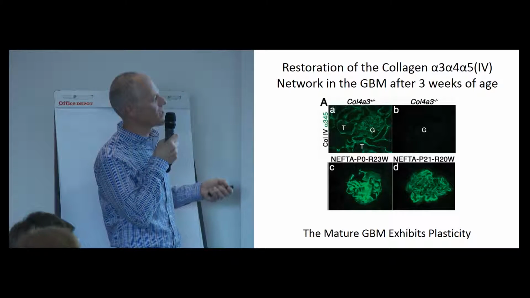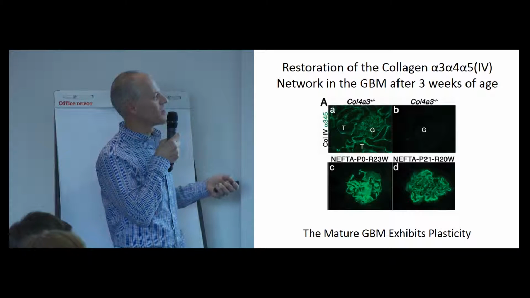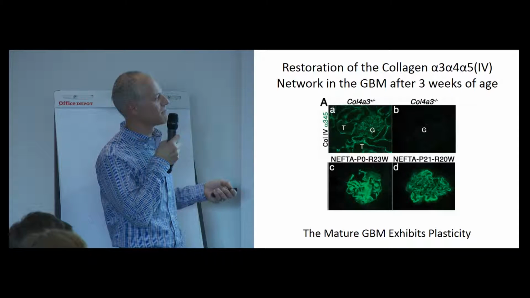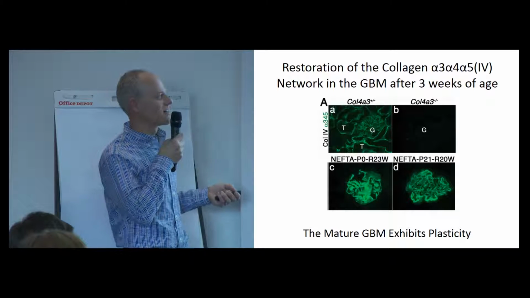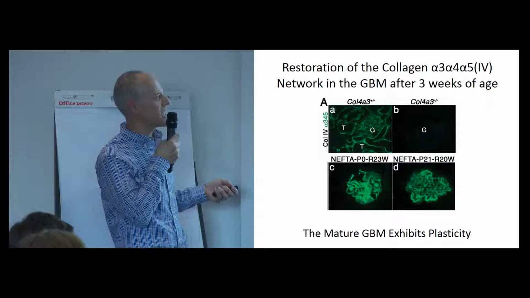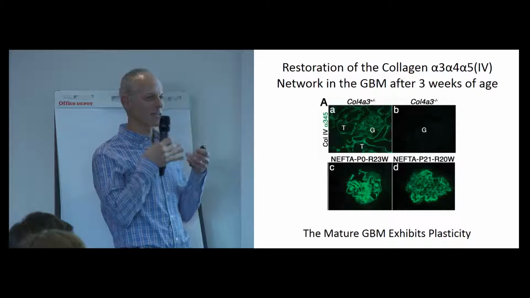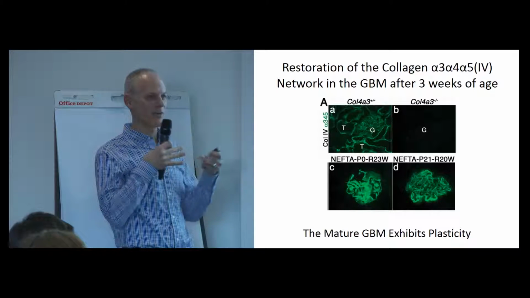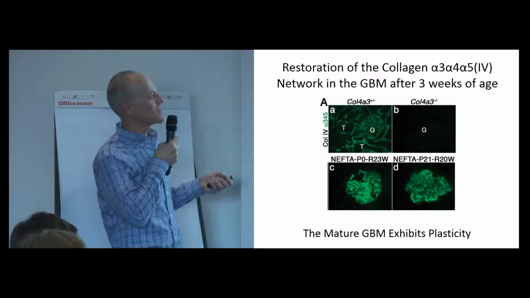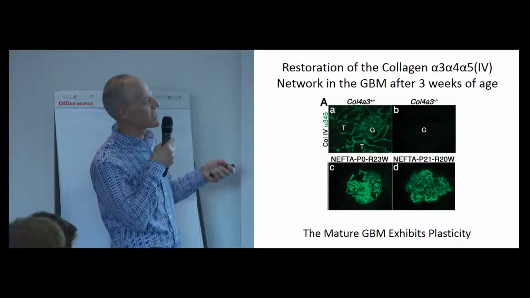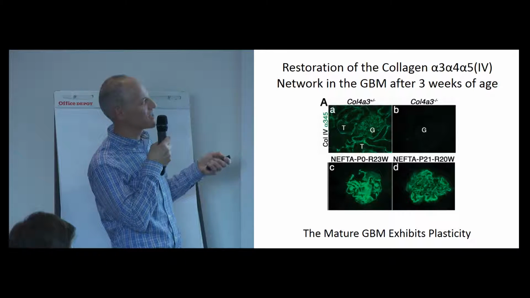First, I'll show you that if we induce from the day of birth, we can now replace the missing alpha-3-4-5 network. And this is using an antibody from Bogdan Borza in Nashville that only recognizes the hexamer, the formed hexamer whereby the alpha-3-4-5 network is properly assembled. So this antibody doesn't stain in the alpha-3 knockout because there is no alpha-3-4-5. It does stain in the wild type.